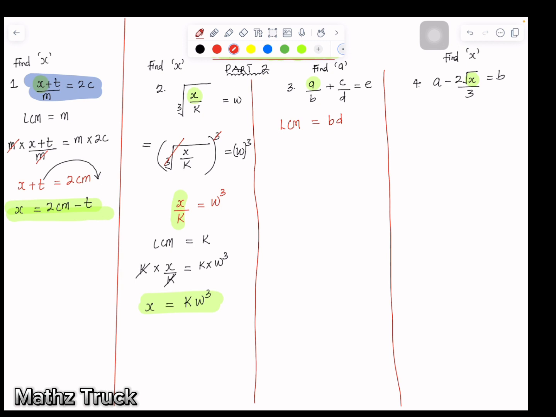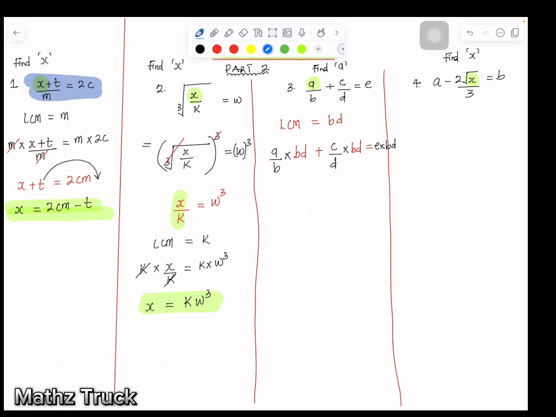Now, you multiply every single term by the LCM. So we have this expression as A over B multiplying the LCM, which is BD, plus we have expression C over D multiplying the LCM, which is BD, equals the expression E multiplying the LCM BD.